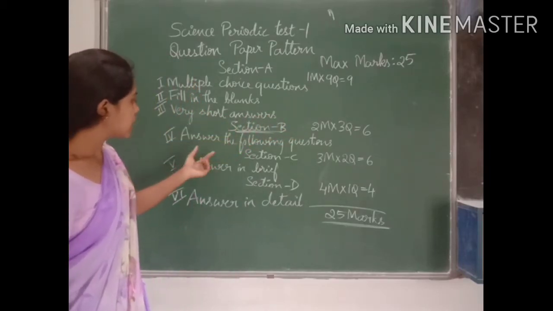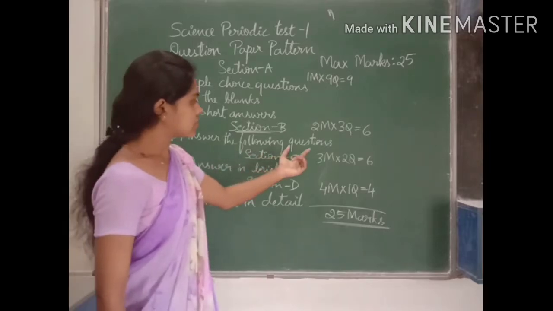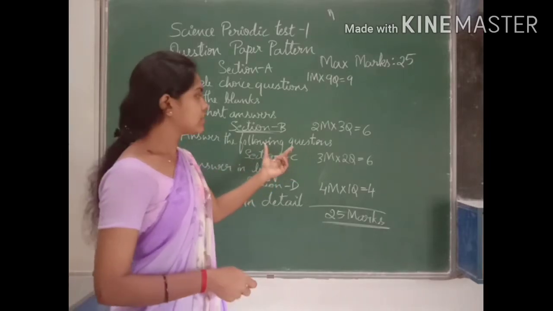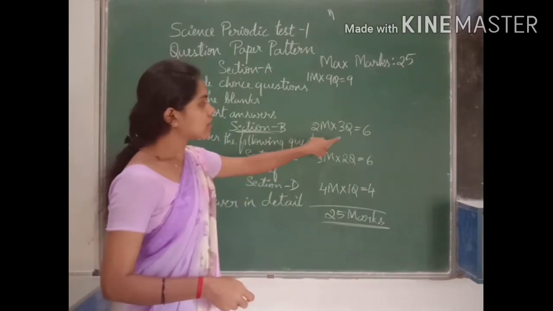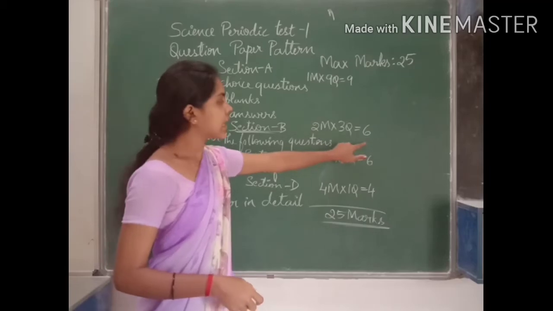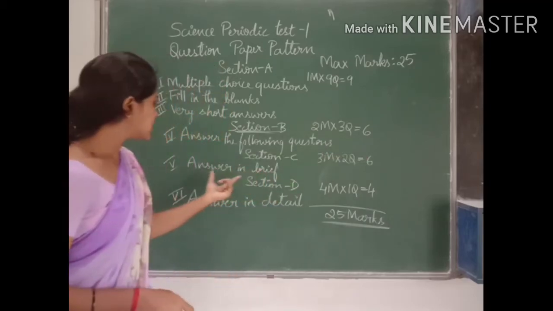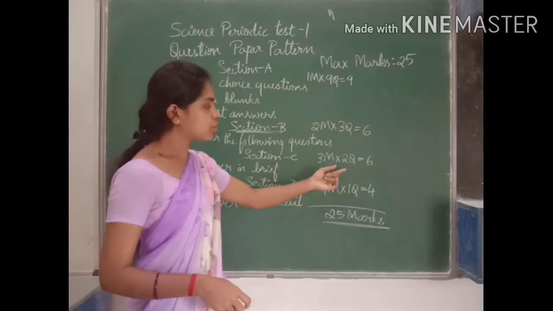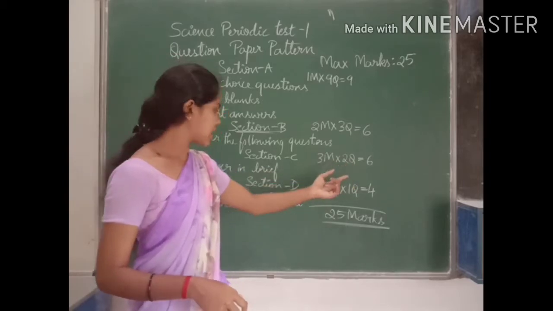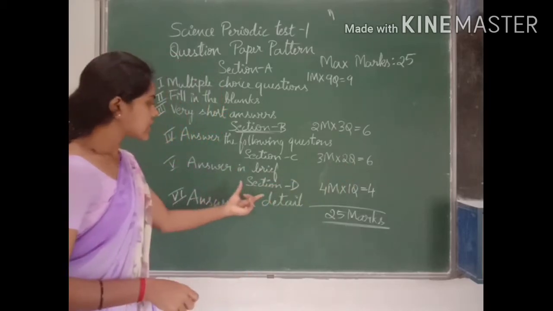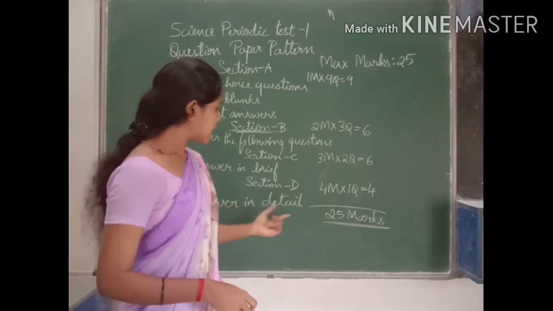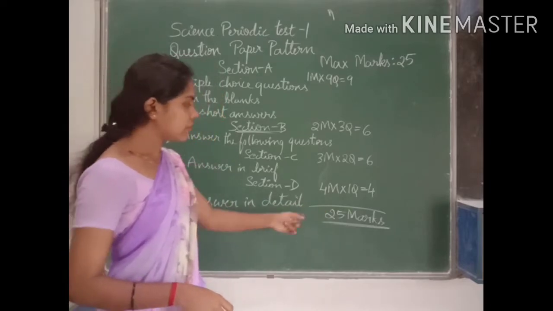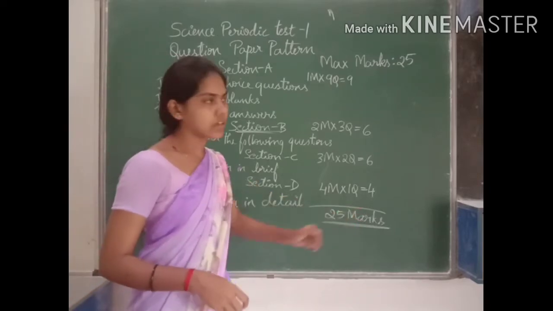Then in section B, answer the following questions within 2 or 3 sentences. So 2 mark, 3 questions will be there. It carries 6 marks. In section C, answer in brief. It includes 3 mark, 2 questions, total 6 marks. In section D, there is 1 question, answer in detail, 4 mark, 1 question will be there.